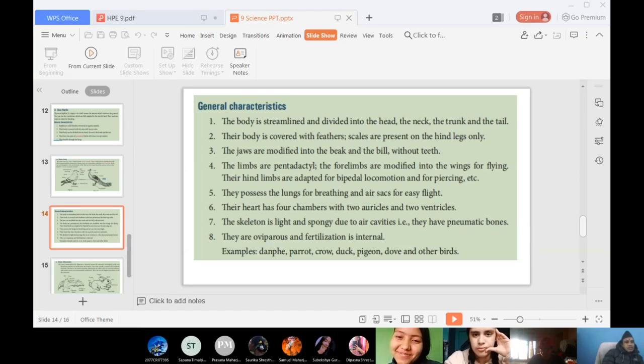And they have a four-chambered heart. In their heart there are four chambers, two auricles and two ventricles, like this. I'll just show you the diagram here. Now it is quite easy to draw. Look here, so we can categorize into four parts now.